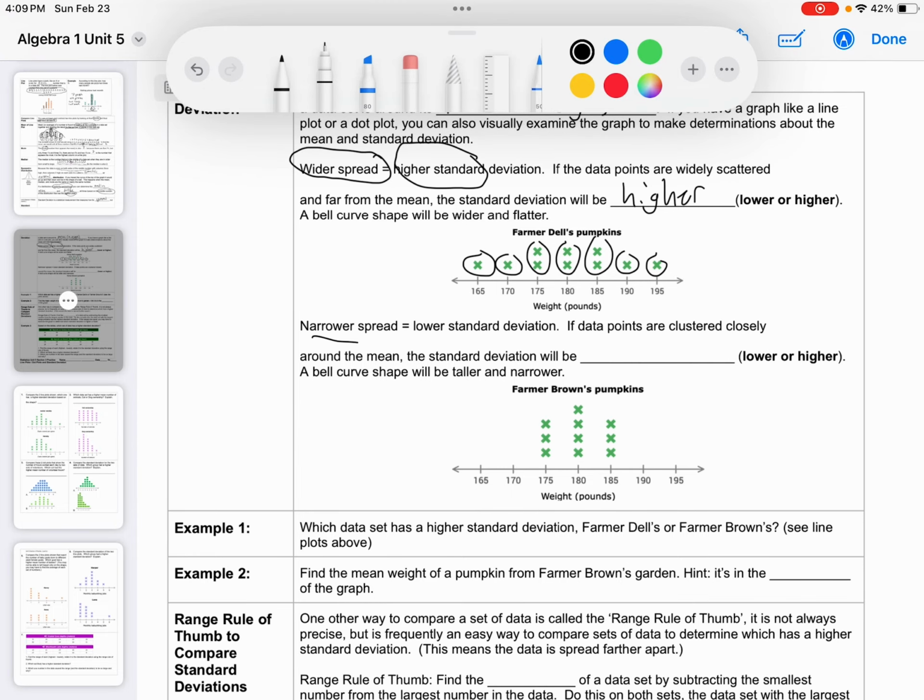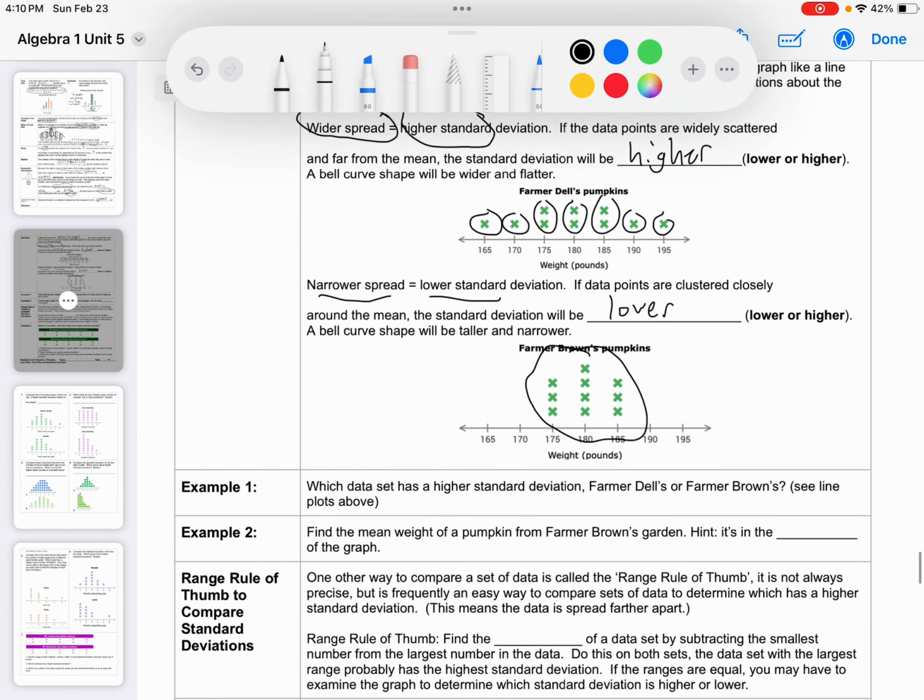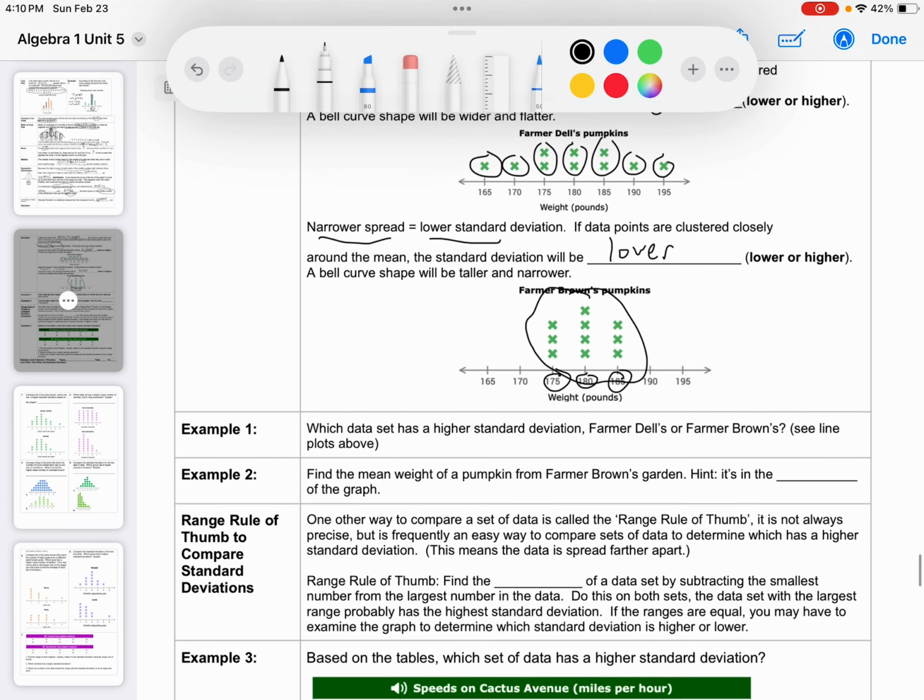However, if you have a narrow spread, that means you're going to have a lower standard deviation. If you look at Farmer Brown's distribution, all of these numbers are bunched together in the middle. So this is going to be a lower standard deviation because they're all bunched together. There are very few different numbers that these pumpkins represent. They're all clumped together in the middle.